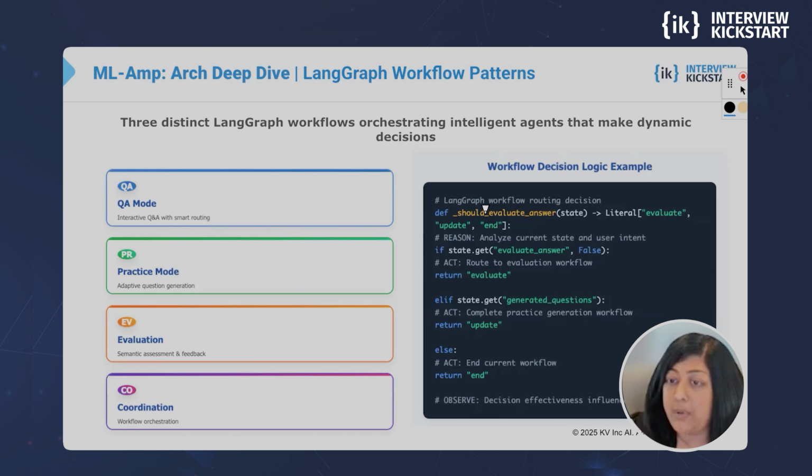Okay, and this is an example of the LangGraph workflow's routing decision. This shows the transitions between the nodes via the edges that allow the nodes to transition, right? And I'm using the LangGraph state to manage those evaluations and those transitions between the nodes as well. So this is a small snippet which shows the LangGraph workflow routing decision that happens in both the QA mode as well as in the practice mode. Okay, moving to my next slide.